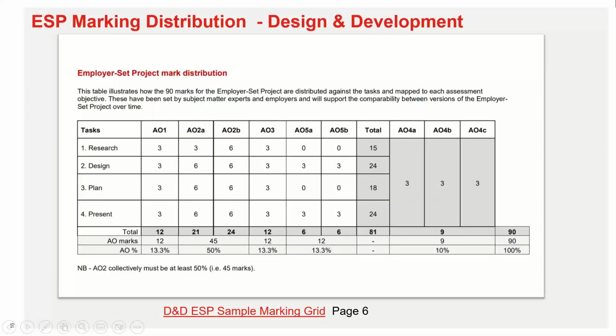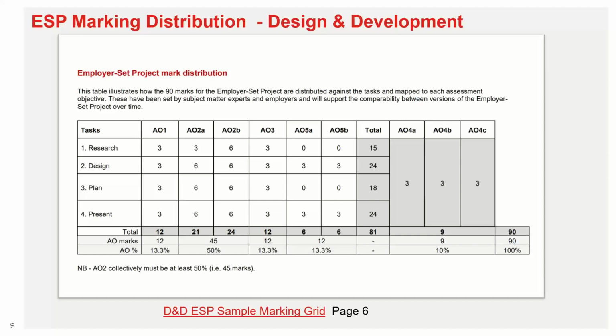So this table here looks a little bit full on when you first see it, but it's basically just showing you how the 90 marks for that employer set project are distributed against each of the tasks. So these are the assessment objectives that I've just referred to in my previous slide. And you can see how they've been mapped against each task. And it shows you the total marks for each of those tasks.